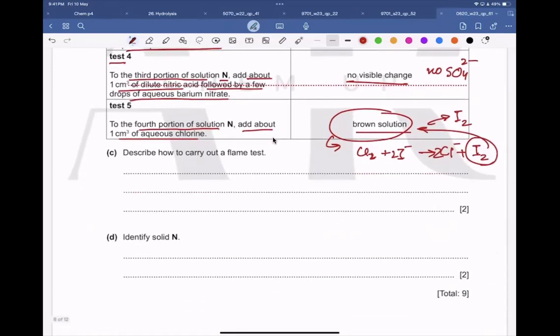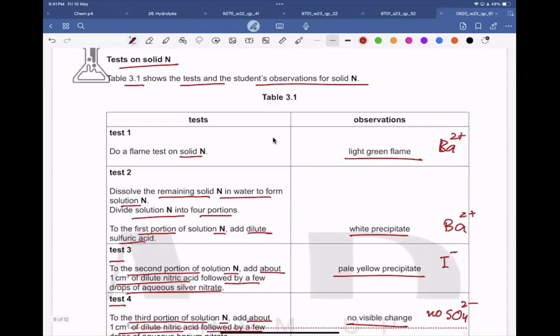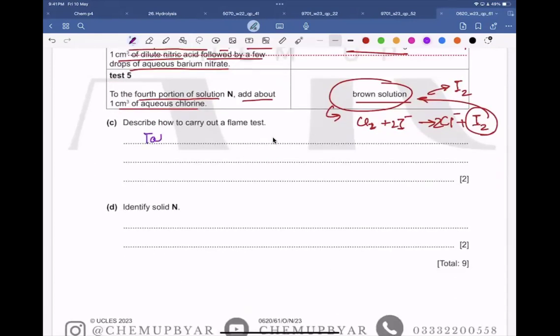Okay. Describe how to carry out the flame test. Flame test on a solid, right? So take solid crystals of N on a wire loop, put it on a blue flame, right? So the observation is there.